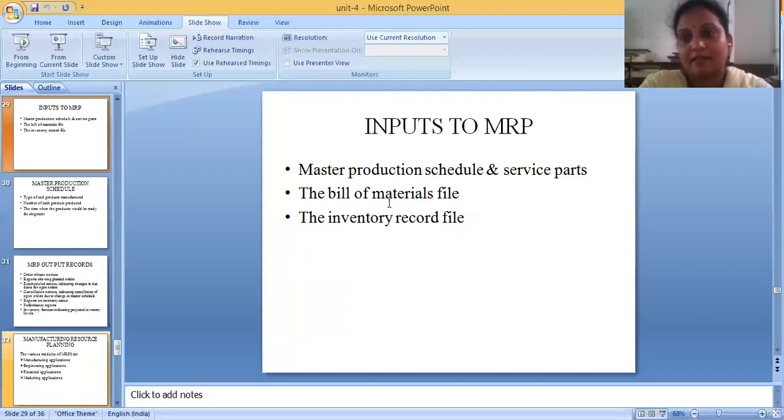And service parts is what are the parts, which means what are the components that are going to give service to this project. Okay, next one is the bill of materials.